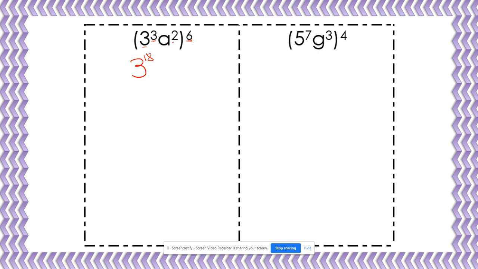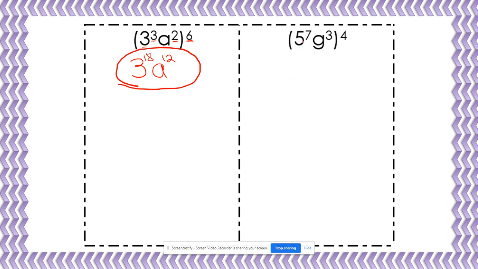For a, I have an exponent of 2 being raised to the 6th power. So I'm going to do 2 times 6 to get 12, and I keep my base of a. So this is a to the 12th power. So the whole expression is going to be 3 to the 18th, a to the 12th.